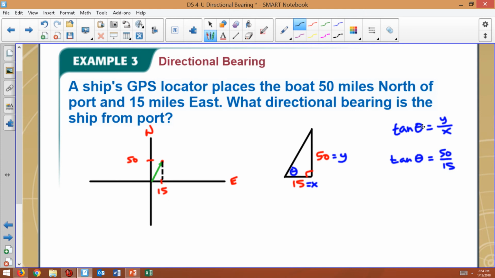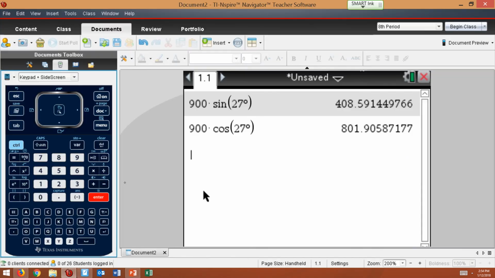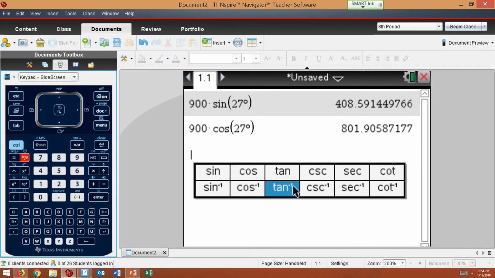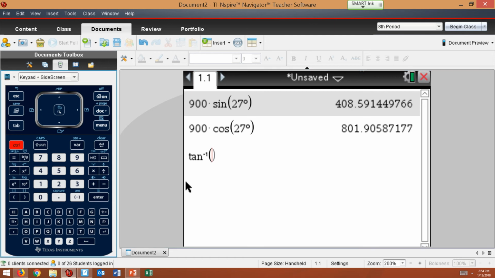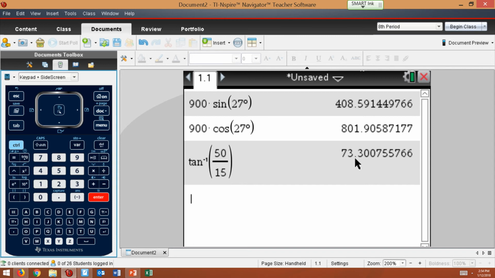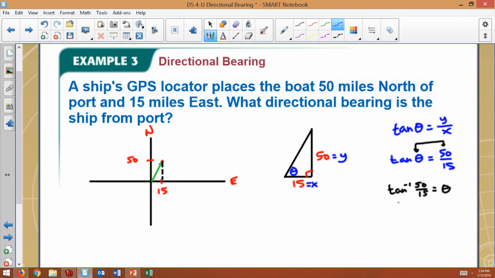Now, to solve for theta, I do the inverse here, because I want to switch those two. So tangent inverse of 50 over 15 would equal theta. We go to our calculator, and I'm going to do trig, tangent inverse, and it's a fraction of 50 divided by 15. I get 73.3. Now, be careful. Make sure you're in degree mode. If you're in radians, it'll give you a different answer. This is 73.3. So theta is 73.3 degrees. Now, that's this angle here.